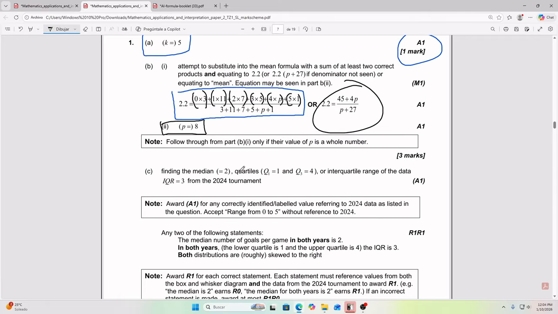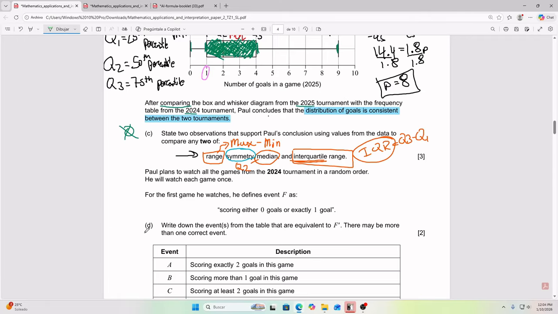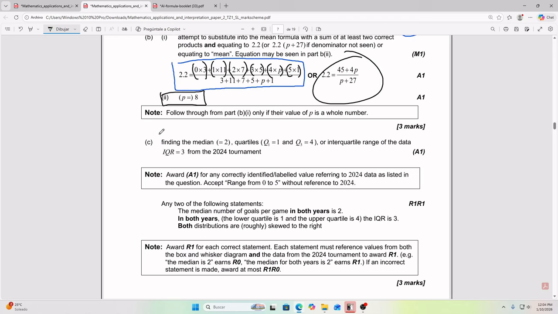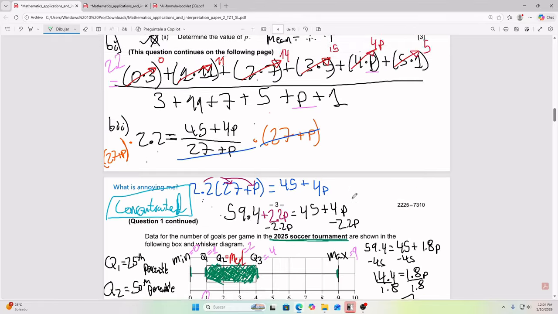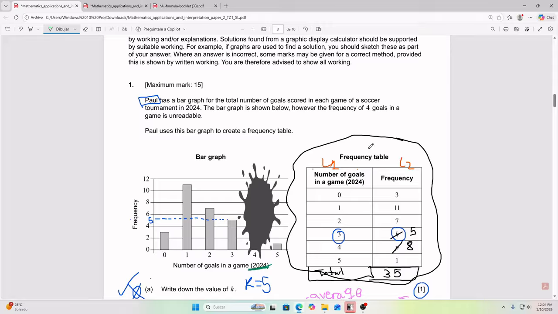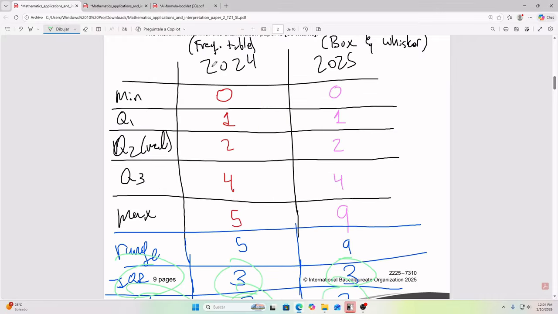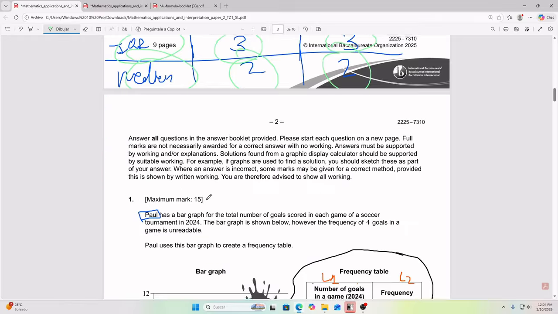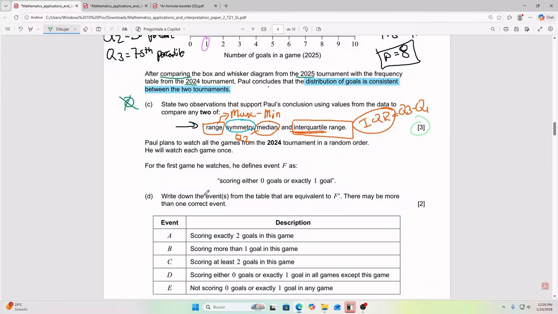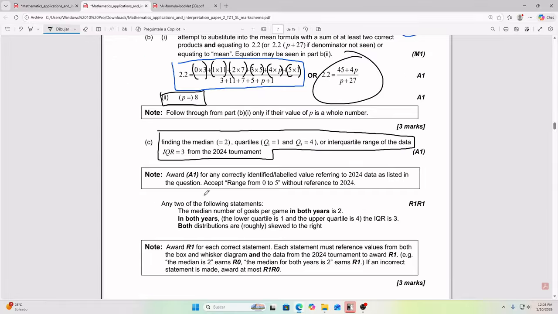And so if we look at the answer key, it says clearly one part of part C, which is worth 3 points, is identifying Q1, the median, Q3, and IQR from 2024. So notice a big portion that the IB is trying to get you to do is to convert this frequency table into this, for understanding these values here. I say, yeah, that is something that the IB pushes for, which I think is great.